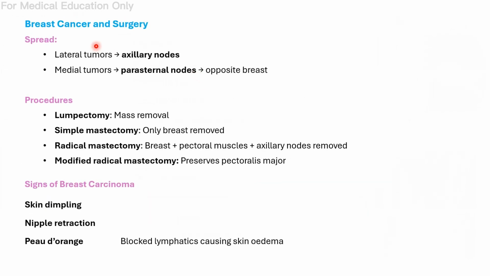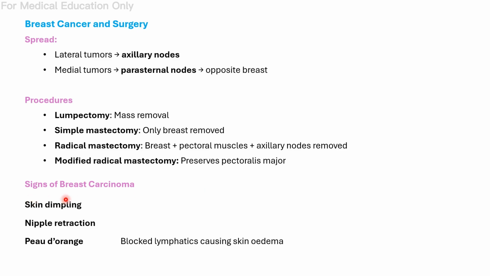Now we learn about breast cancer and surgery. Lateral tumors spread to the axillary nodes, and medial tumors spread to the parasternal nodes and also the opposite breast. There are 4 procedures. Lumpectomy, which means mass removal. Simple mastectomy, only breast removal. Radical mastectomy, removal of the breast, pectoral muscle and axillary nodes. Modified radical mastectomy, during which we preserve the pectoralis major muscle.